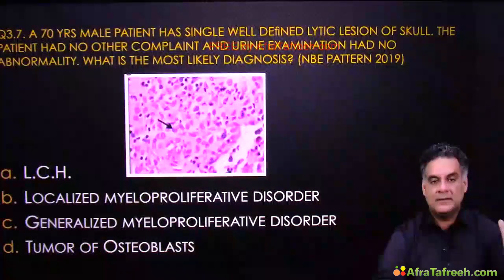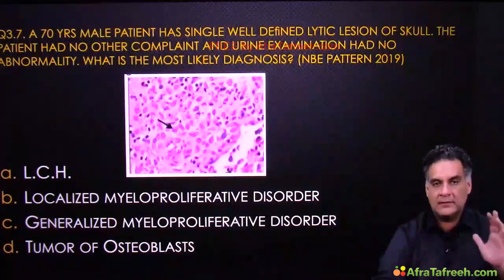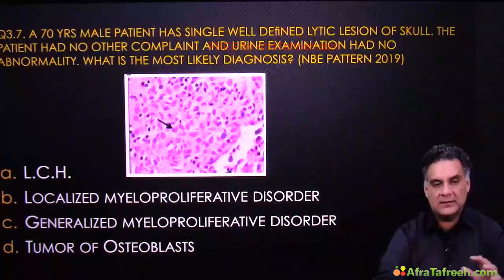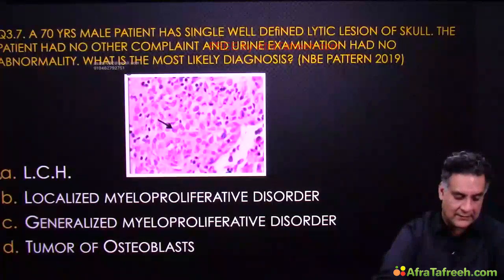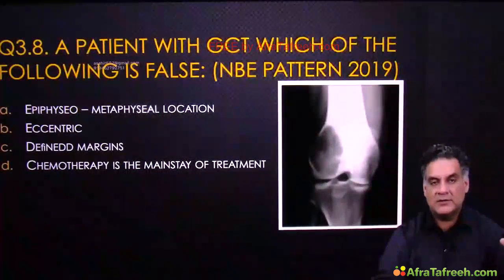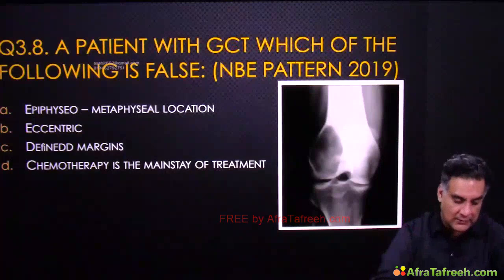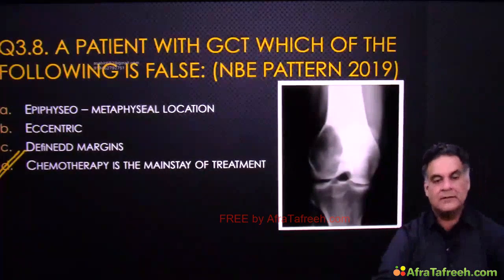A 70-year-old male has a single well-defined lytic lesion of the skull. The patient has no other complaint. Urine examination has no abnormality. What is the diagnosis? They are showing you Langerhans cell histiocytosis. Question number 8. Patient of a GCT, which of the following is false? Chemotherapy can never be the treatment.